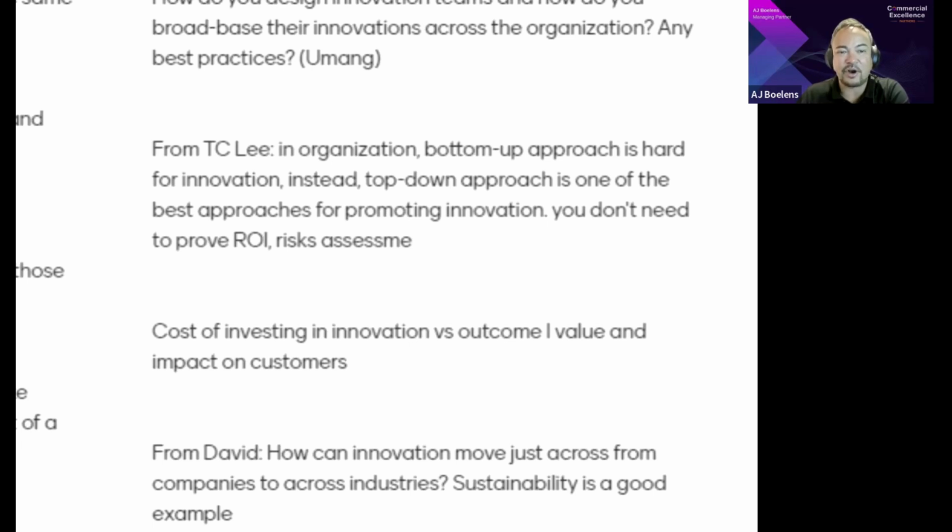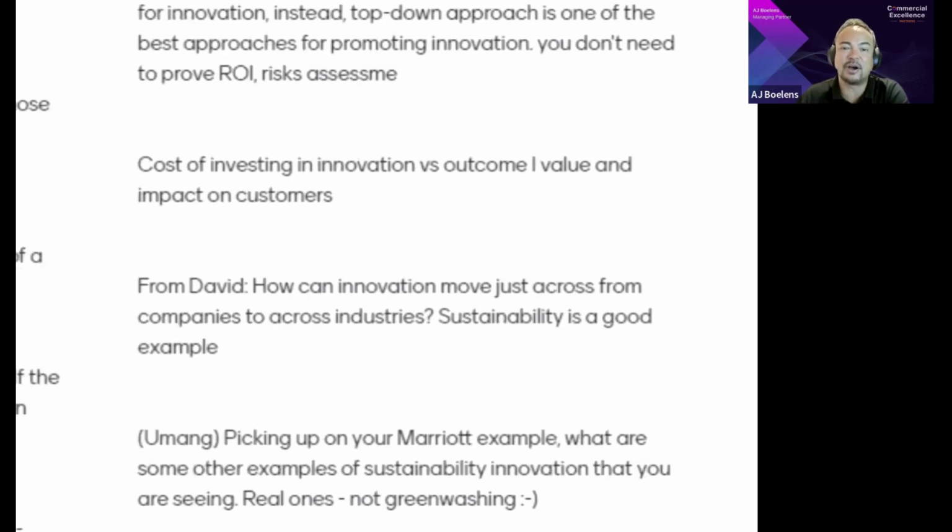All right, another point here, cost of investing in innovation versus outcome, value and impact on customers. Yeah, how do we balance this? This is always a challenge, but the answer is it's better to do it incrementally. Customers don't really know best the solution until they kind of see it.